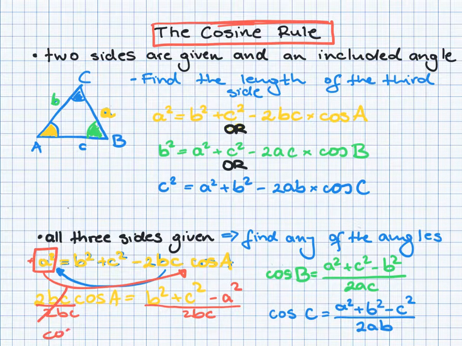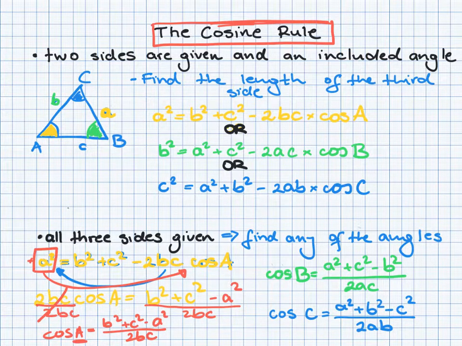So cos of A is equal to b to the power of 2 plus c to the power of 2, take away a to the power of 2, over 2bc. Now, this is cos of an angle, and usually we need to find the angle itself. So we're going to look for the inverse, but I'm going to show you that using a few examples.